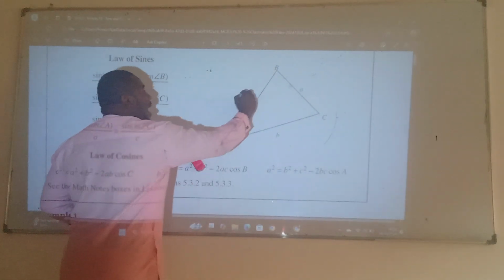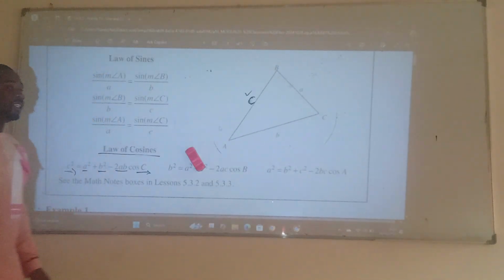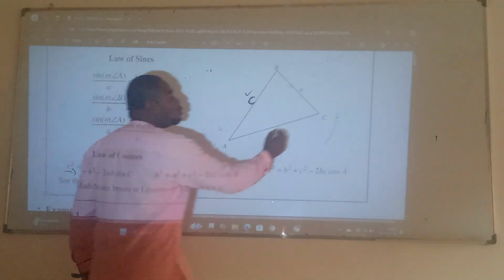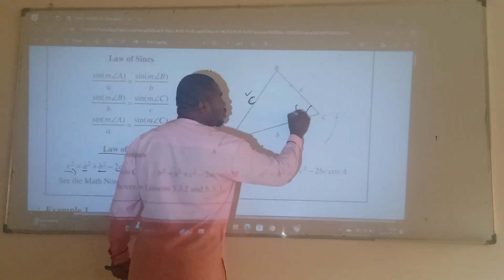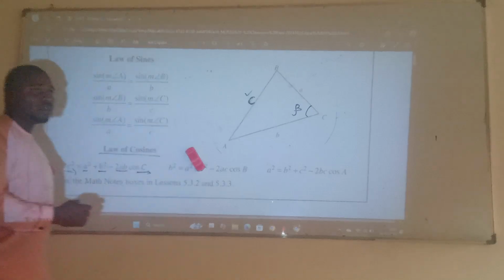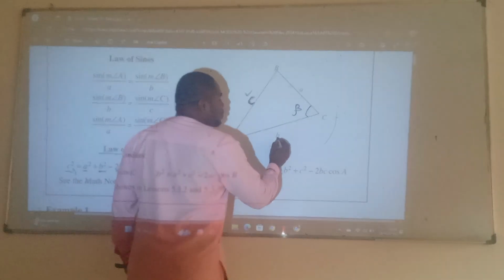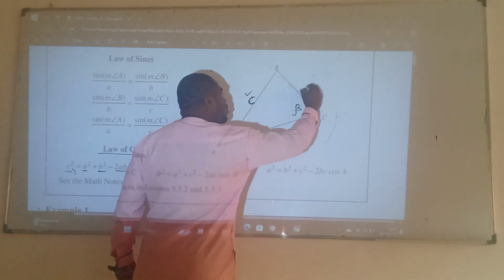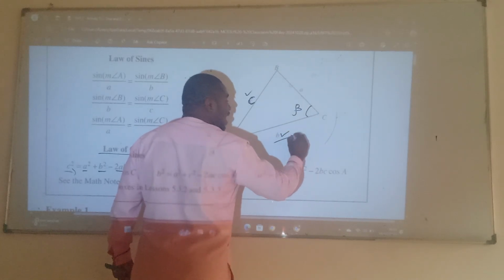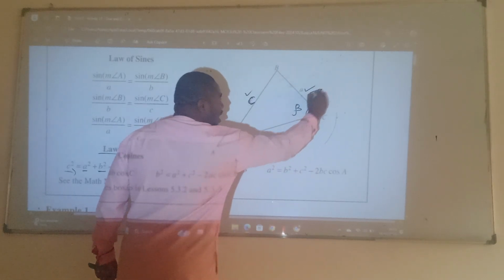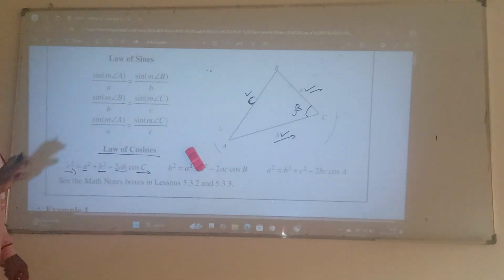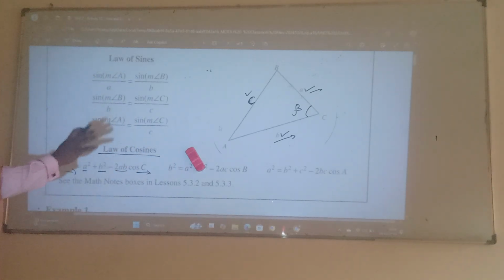if I'm looking for this side, which is side C, definitely I should be able to know this particular angle over here. First of all, this is our angle beta. And then I am supposed to have this angle, this line, this side, and also this side. I'm supposed to have it. If I don't have it, I can't use the cosine rule.